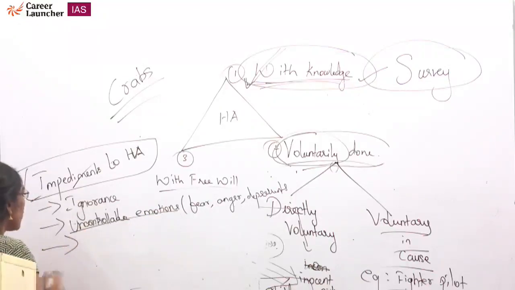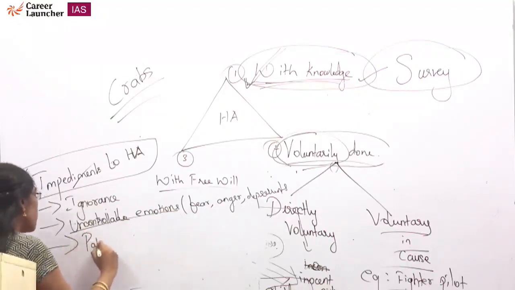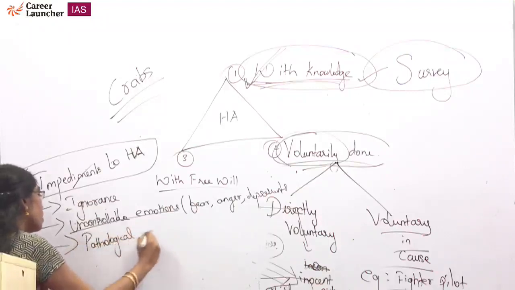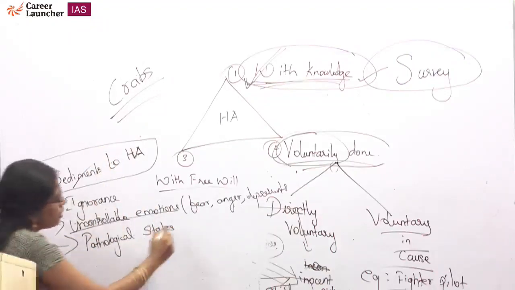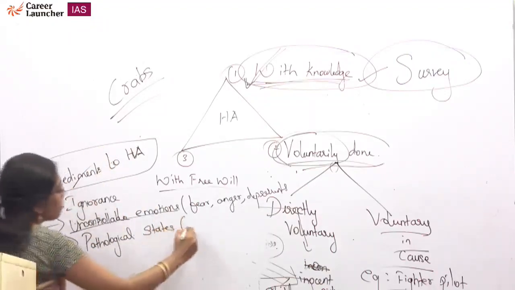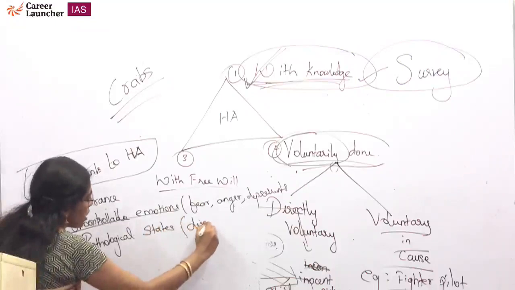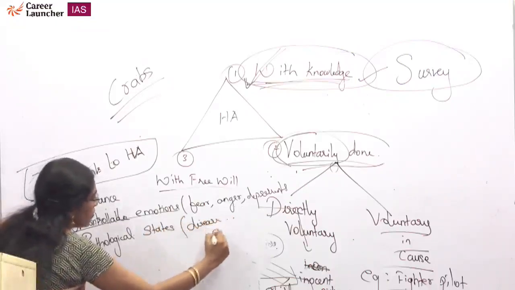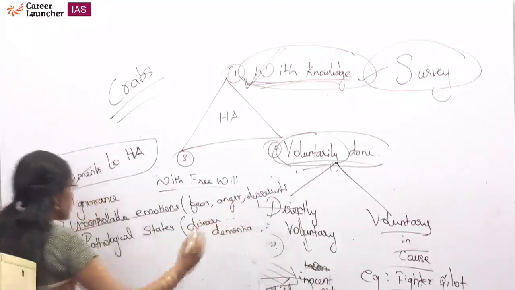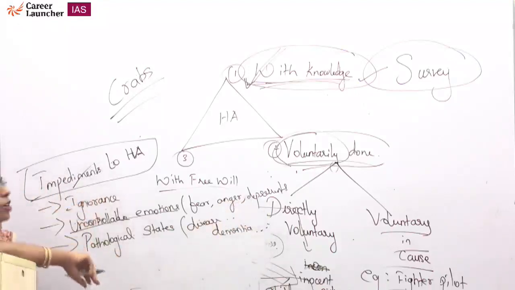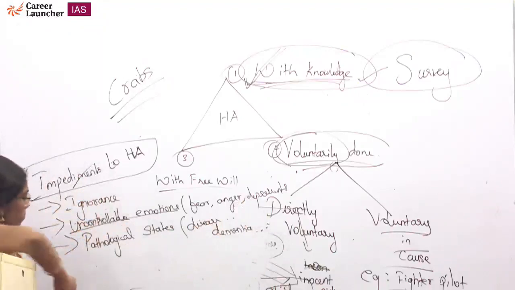Then you can also write pathological states. What is a pathological state? Anyone? Yes, diseases. Right? Any type of disease. Dementia. Like that. If a doctor is present, we can ask what are the diseases which make a human not act like a human. One such thing is dementia, where forgetfulness is there.